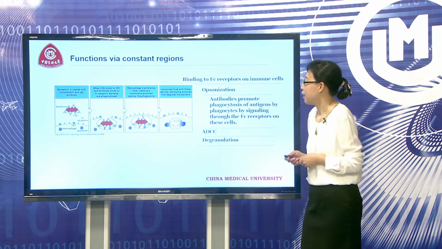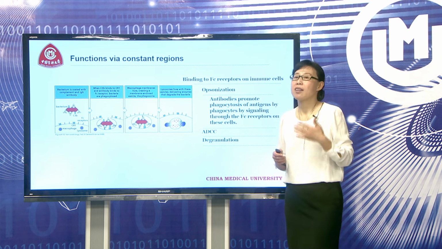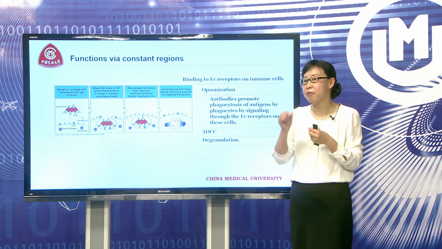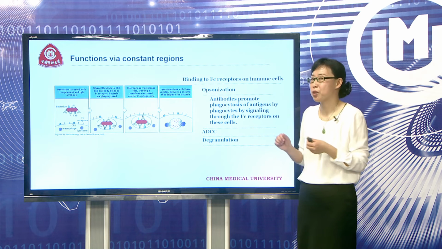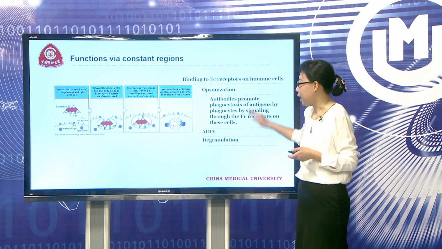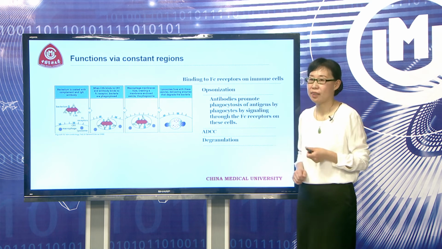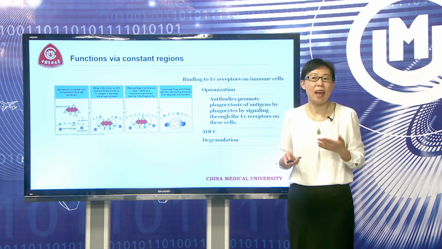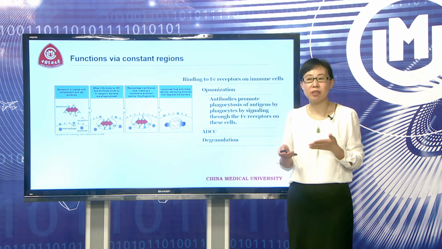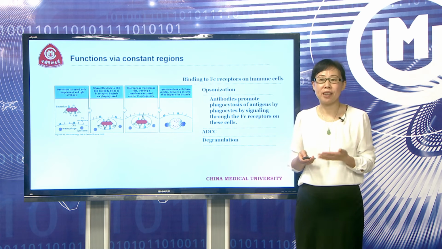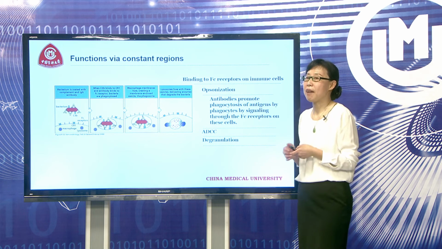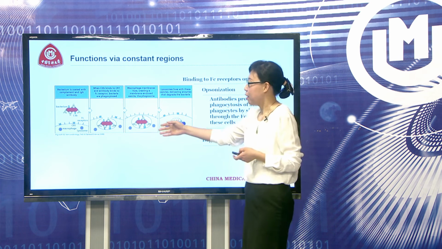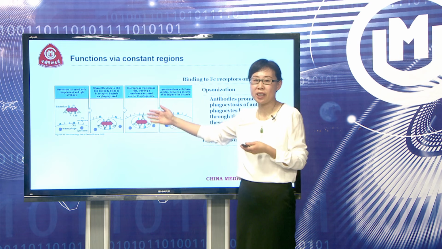Next, some immune cells can express Fc receptors, and they can bind with the Fc fragment of the immunoglobulin to mediate opsonization, ADCC, and degranulation. So first look at opsonization. Opsonization refers to the antibody promoting phagocytosis of the antigen by phagocytes by signaling through the Fc receptors on these cells. You can see this picture, and the right one presents a bacterium.